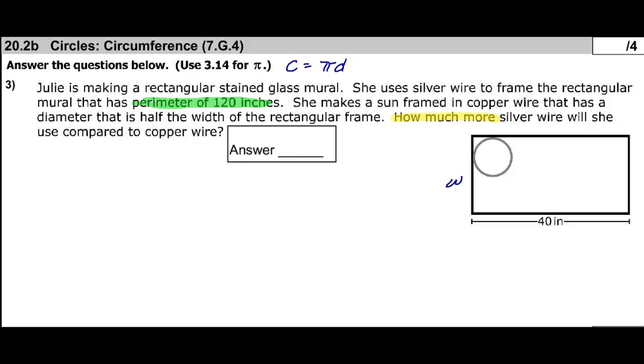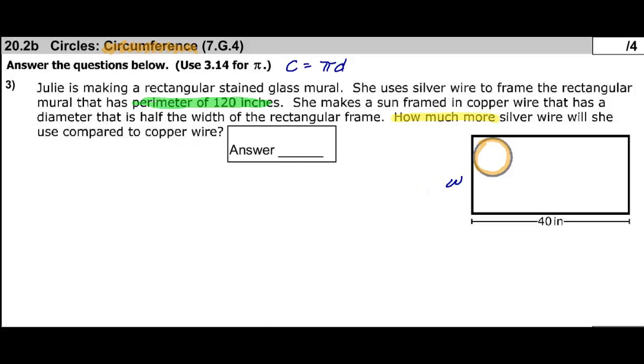She makes the sun frame in copper that has a diameter that is half the width of the rectangular frame. So it's important to know when they say she makes the sun frame in copper, they're talking about this frame, which makes it a circumference problem. And they tell you that right up here. It's a circumference problem. So our first step is to figure out what that width is.